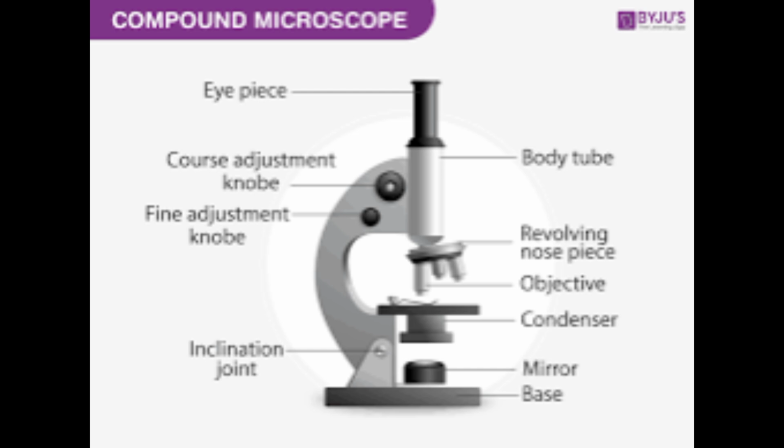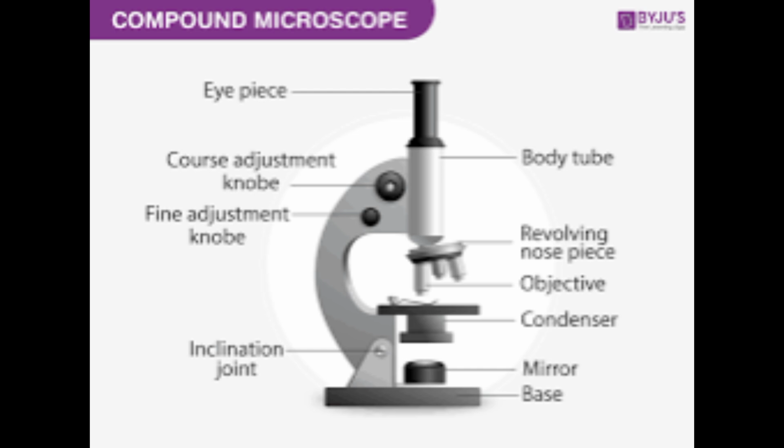We can't see them with our naked eye. We can see them with the help of a microscope. See the picture, my dear students. Microscope. A microscope is an instrument or apparatus. This instrument is useful for seeing tiny objects, the smallest objects, that we can't see with our naked eye.